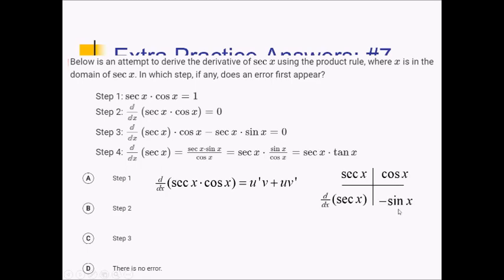That's negative sine of x. Multiplying this out now using the ribbon, we've got d over dx of secant of x times cosine of x minus secant of x sine of x. And is that what they wrote in step 3? It is. Yep, it's the exact same thing they wrote here, and also we still have this equals 0 on the other side of the equation. So step 3 checks out, and step 4 can't have anything wrong with it because we didn't have an answer choice for that. So then it's going to be choice D, no error.